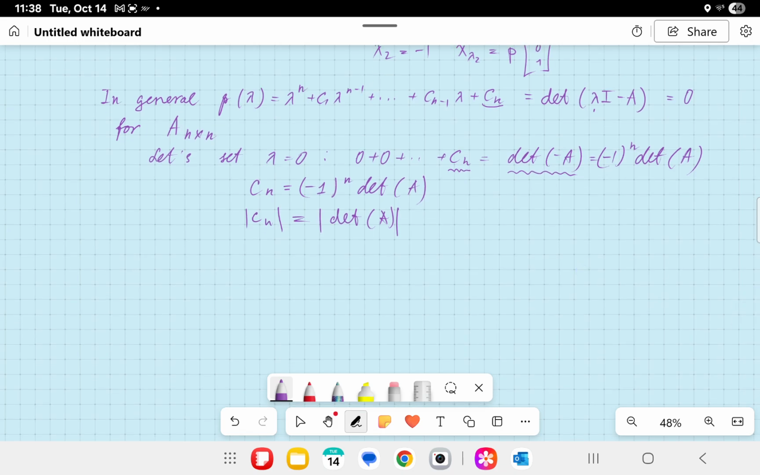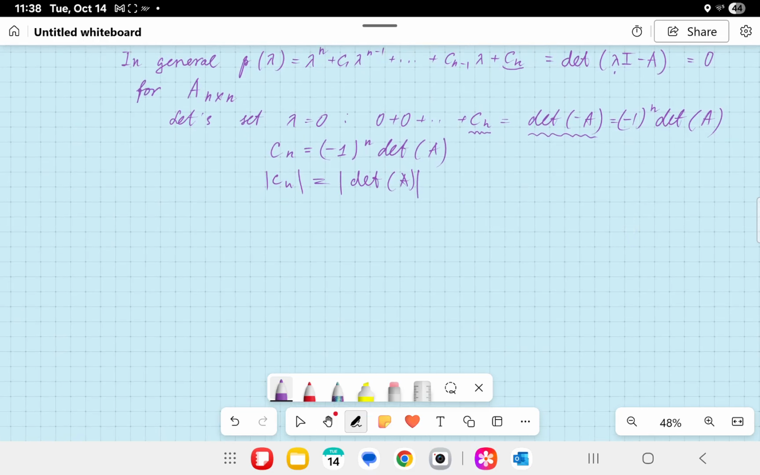Okay, that's just one observation, which we are going to eventually use to prove a theorem: that the free term is equal to the determinant of A, with plus or minus. Now, guys, remember that somewhere in chapter 1 we considered matrices which were diagonal or upper triangular or lower triangular. So, how is the equation going to look on them?